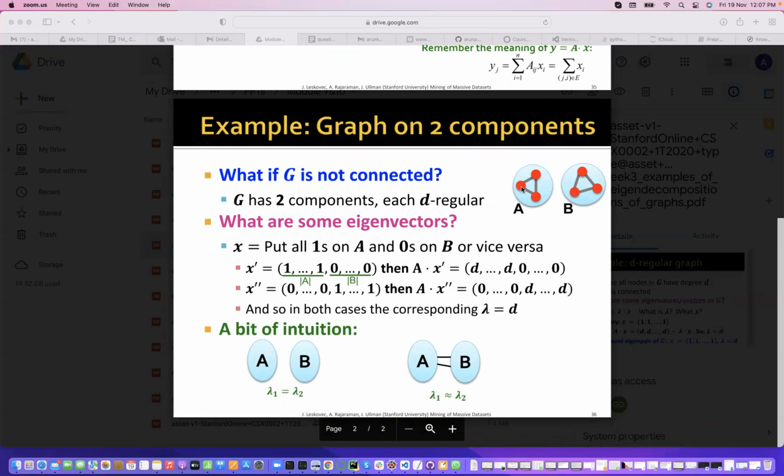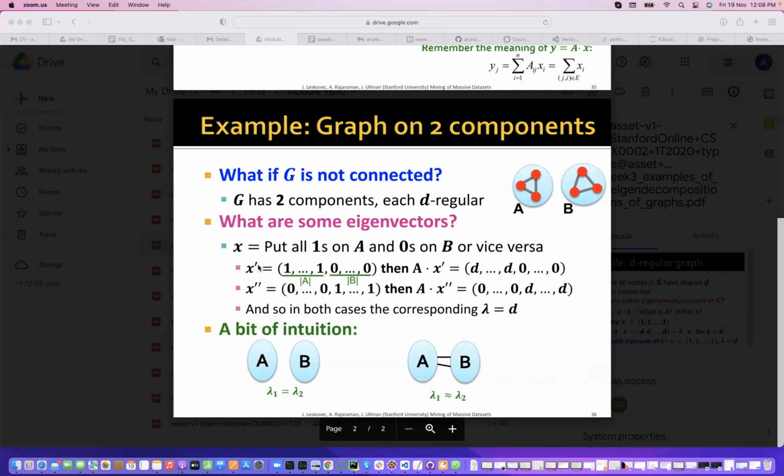In this case, the D value is 2 for each. There are two components for that graph. They are not connected, but the connected components are D-regular graphs. So what are some eigenvectors? For this, he is giving some examples. He's giving some examples. So X: put all ones on A and zeros on B, or vice versa.